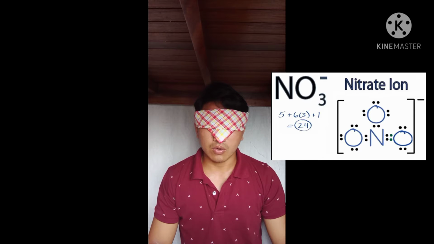I will recite symbols and charges for polyatomic ions. NO3, 1 nitrogen, 3 oxygen is nitrate. NO2, 1 nitrogen, 2 oxygen is nitrite. CrO4 minus 2 is 1 chromium, 4 oxygen is chromate. Cr2O7 minus 2 is 2 chromium, 7 oxygen is dichromate.